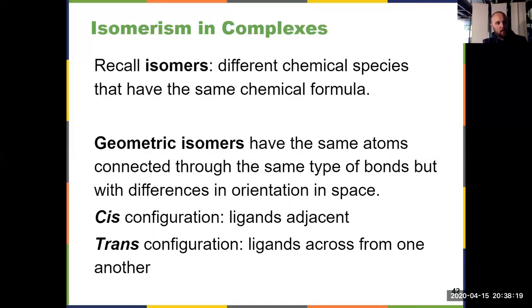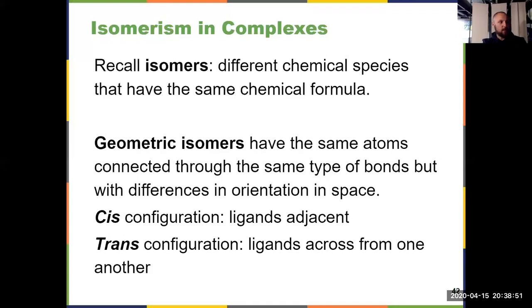And if we're thinking about a specific type of isomer, we've got a couple of them here. We're going to start with geometric isomers. Okay, those have the same atoms that are connected to the transition metal, same type of bonds, okay, but they're different with their orientation in space. Okay. Things are considered to be cis if the ligands are adjacent or next to one another. Okay. They're considered to be trans if they're across the molecule from one another.